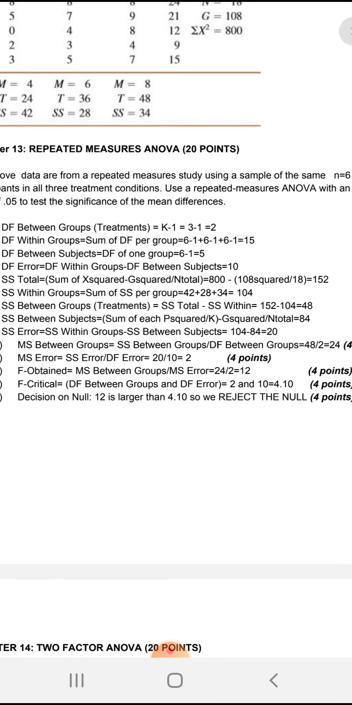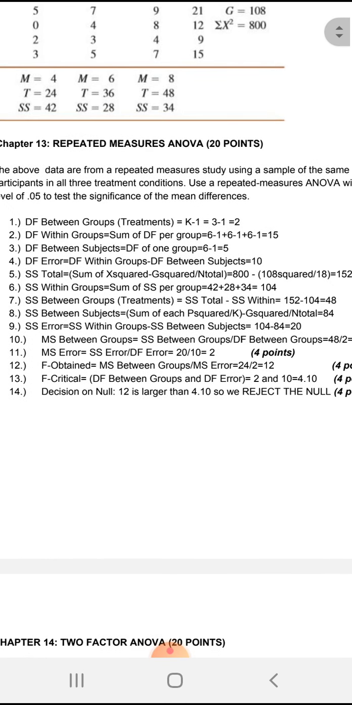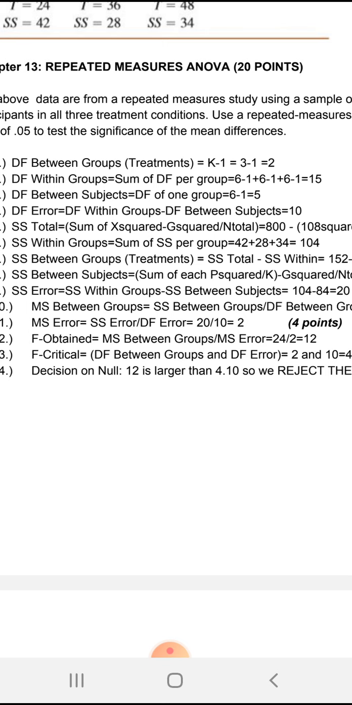Now you have both the values you need to get your F obtained. You do MS between groups divided by MS error, which is 24 divided by 2 equals 12. So our F obtained is 12. Now we need to compare that F obtained to the F critical value to see if we have a significant result.